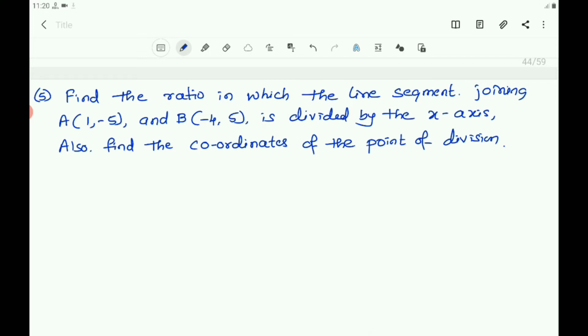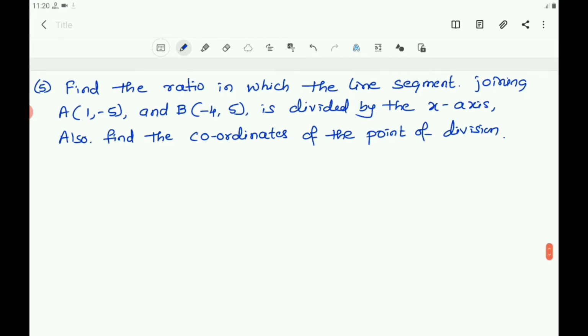Now the fifth question: find the ratio in which the line segment joining A(1, -5) and B(-4, 5) is divided by the x-axis. Also find the coordinates of the point of division. Here the two points are given, A(1, -5). So, write the solution.